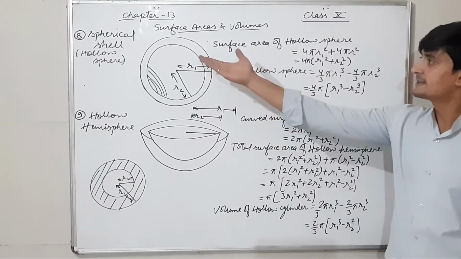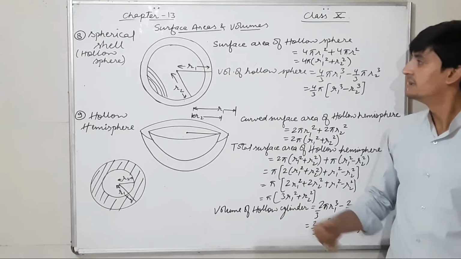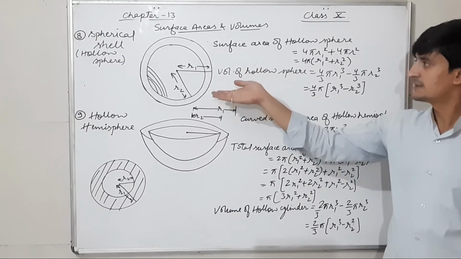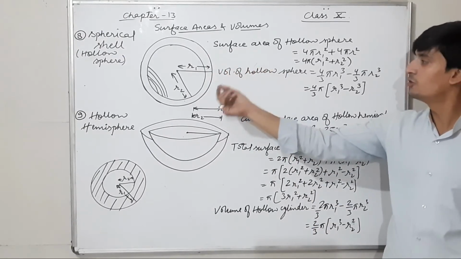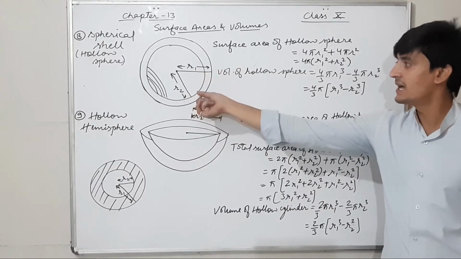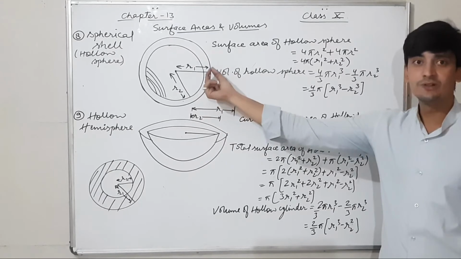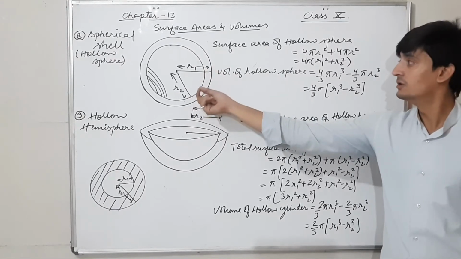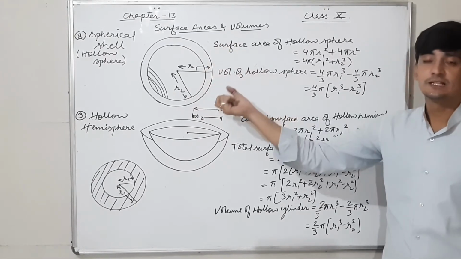Next we have spherical shell, or we can say hollow sphere. In this hollow sphere we have two radii, r1 and r2. The outer radius is r1 and the inner radius is r2. So the difference between r1 and r2 is the thickness of the spherical shell.